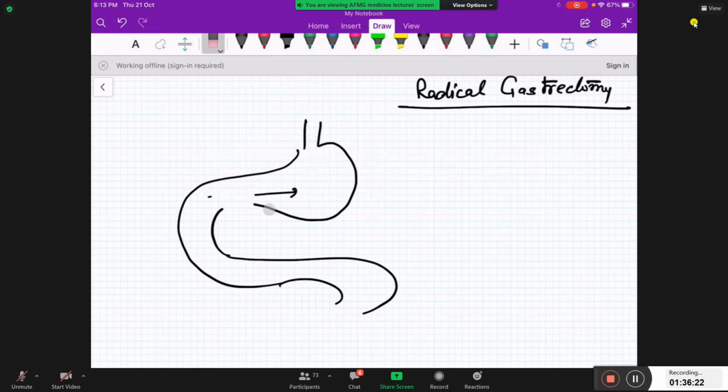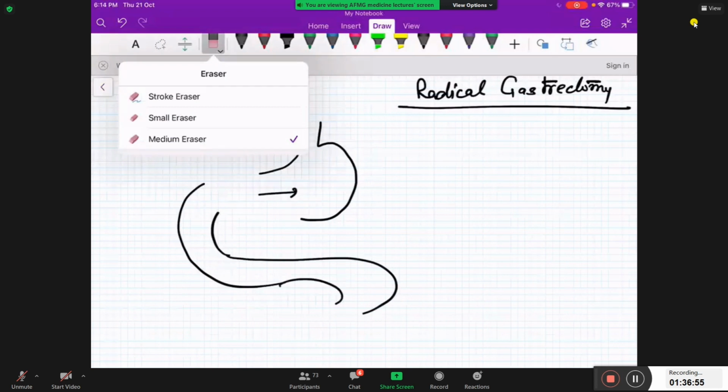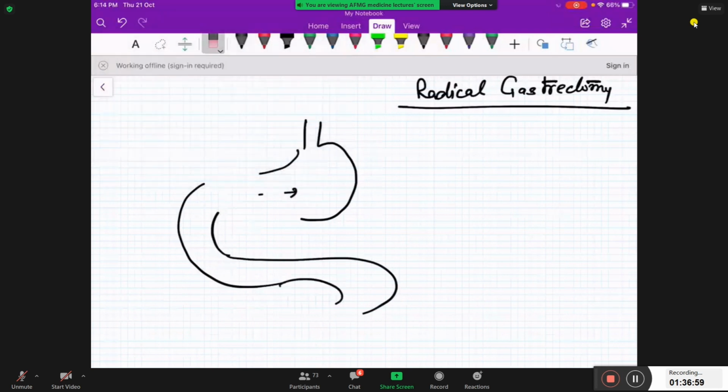ठीक है. Now, so you have removed the part of the stomach, and you have removed the lymph nodes. Agreed? So this is called radical gastrectomy.